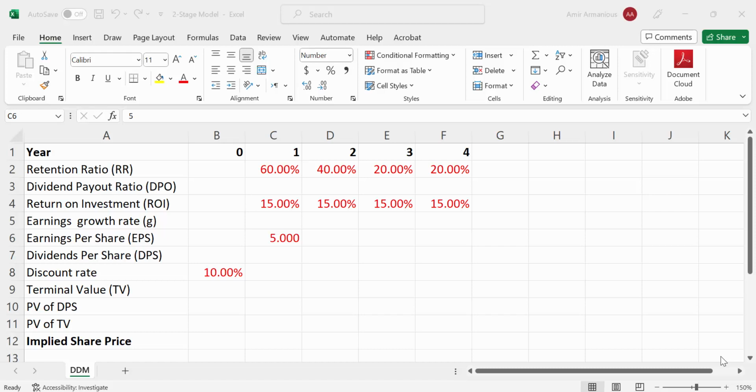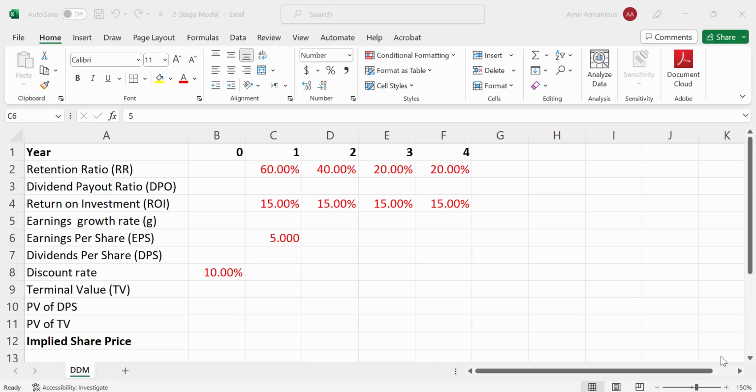This video is about the two-stage dividend discount model. We have a company, and all the given information is in red here. We have the retention ratio: at the end of year 1 it is 60%, at the end of year 2 it is 40%, at the end of year 3 it is 20%, and at the end of year 4 it is 20%.